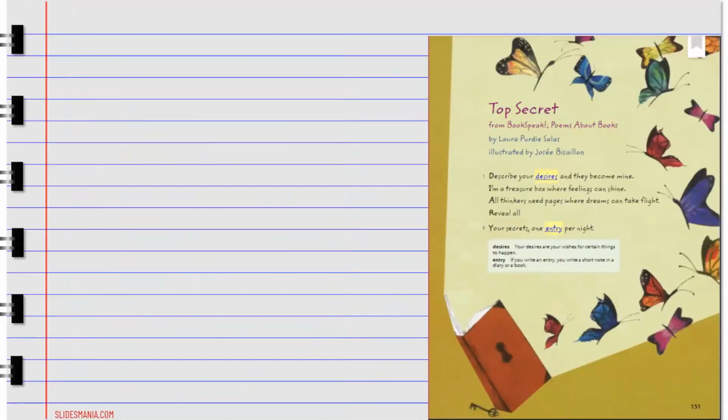All right, our very next poem is called Top Secret. This is called an acrostic poem. It has a word going down the side of the poem. That word is diary. So the letter at the beginning of each line starts with a letter that spells the word diary.